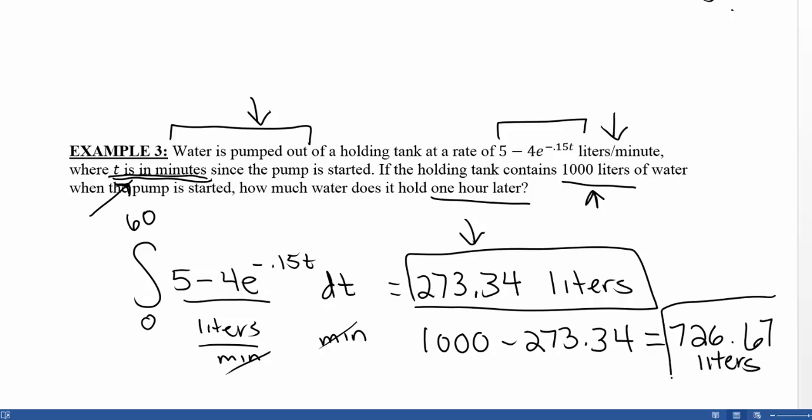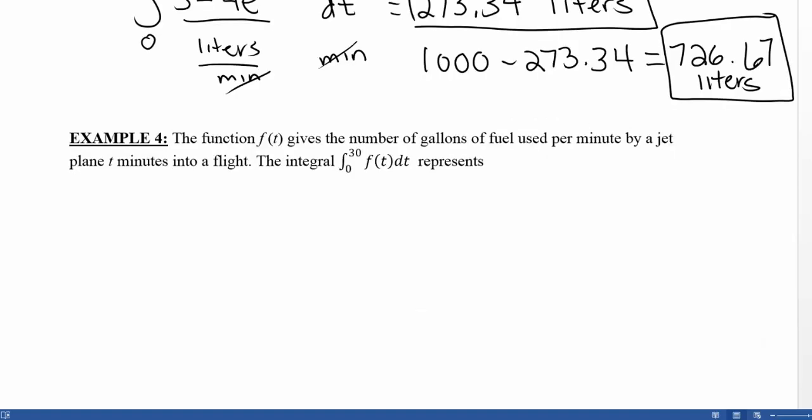So that's how much remains 1 hour later, because again, we've pumped out approximately 273 liters. Let's look at another example. Example 4. The function f of t gives a number of gallons of fuel used per minute, so gallons of fuel per minute, by a jet plane t minutes into a flight.